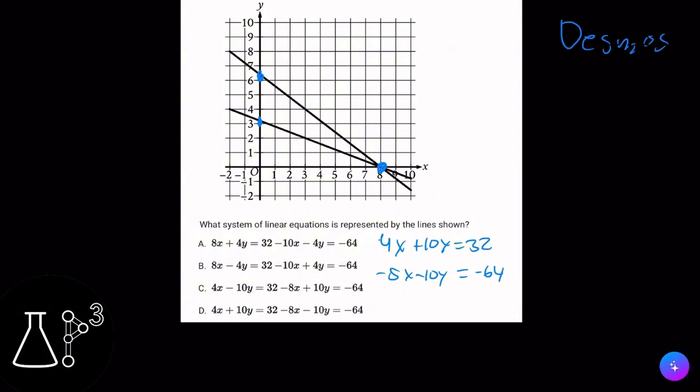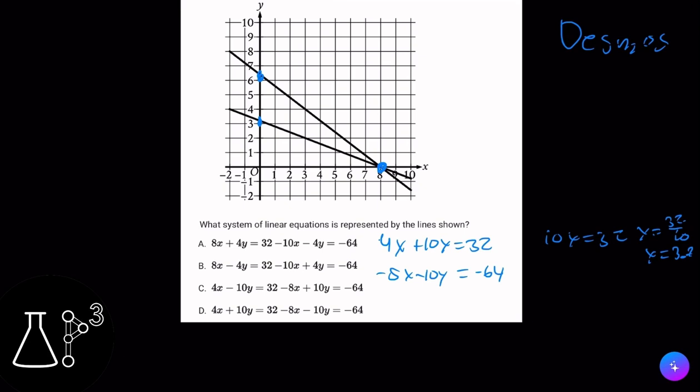So now what I want to do is make sure my x and y intercepts correspond. If I make y equals 0 first for both, I'm going to get 4x equals 32 and negative 8x equals negative 64. And we both get x equals 8. So my x-intercept does indeed correspond. Now let's solve for y. If I make x equals 0 for the first one, I'm going to get 10y equals 32. And if we isolate y, I get y equals 32 divided by 10, so y equals 3.2. So our y-intercepts do indeed correspond. So let me solve for my second one.